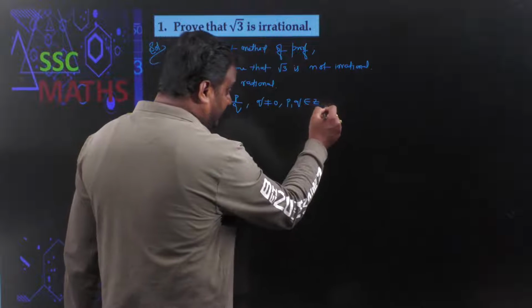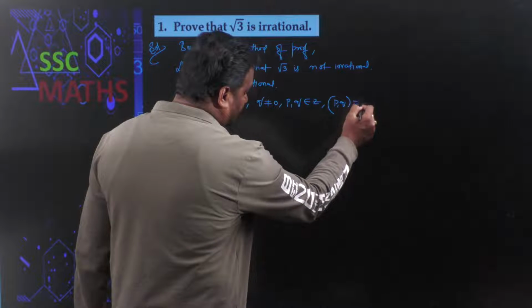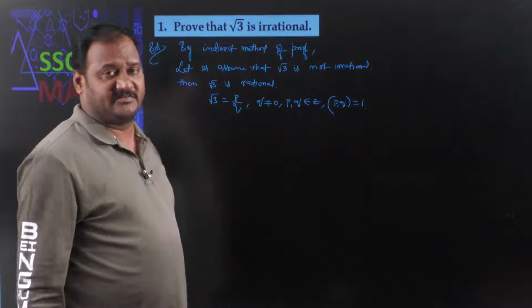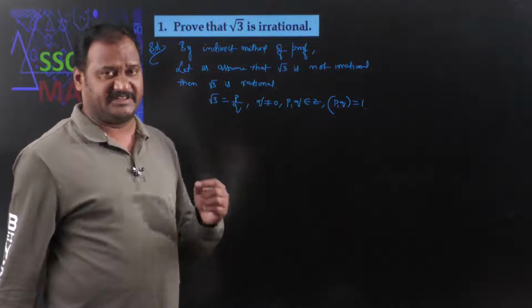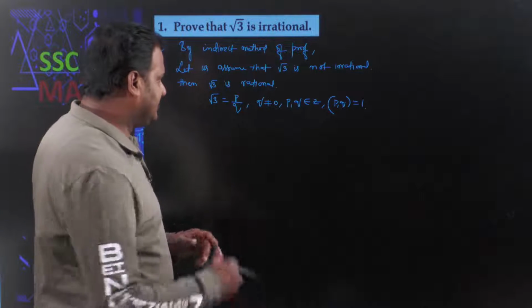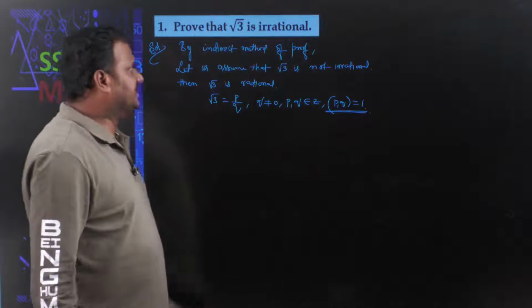And the very important thing here is HCF of p comma q is equal to 1. Bracket p comma q is nothing but HCF of p comma q is equal to 1. It means both numerator and denominator should be in simplest form. Right. So this point plays a key role here in proving this statement.